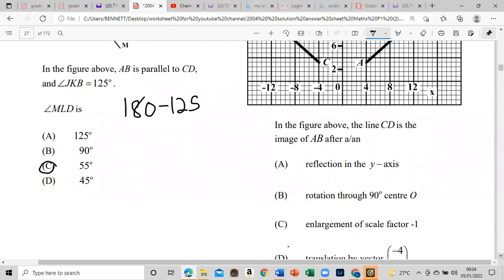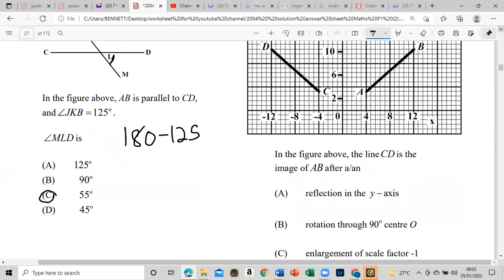In the figure above, the line CD is the image of AB. Okay, let's see. By reflection. So AB. Yeah, definitely a reflection in the y axis. The y axis here is the mirror line. Both of them seem equidistant.